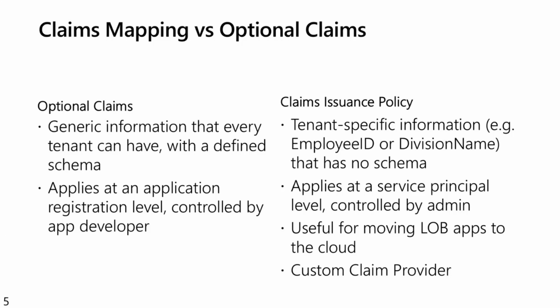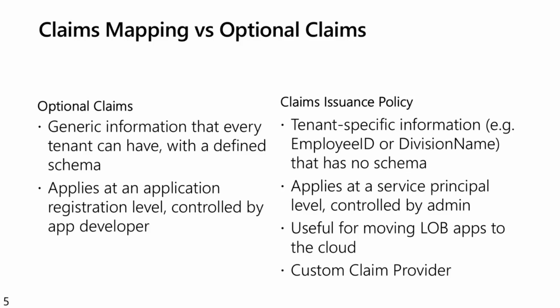So I can use optional claims on the application registration if I want to have something that would work no matter which tenant I'm running in, or generically work across all of the different places my app might run, because optional claims are tied to the application registration. We have a new claims issuance policy, and that allows a very custom manipulation of the claims and customization of the claims for a specific tenant. And it's really intended there.